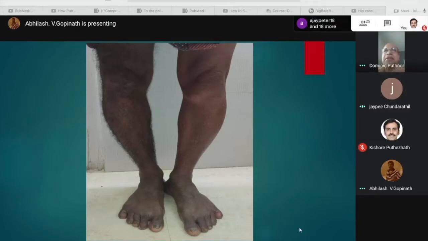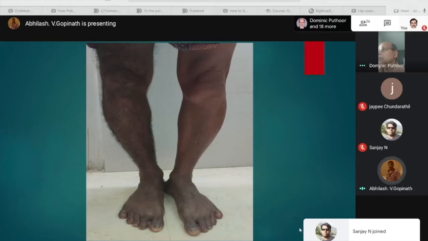Like in ganglion, it will be firm, but still if you carefully look for the fluctuation, you can elicit fluctuation just like that. Okay. Okay, sir.